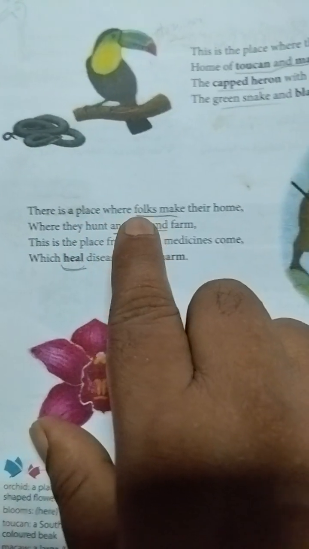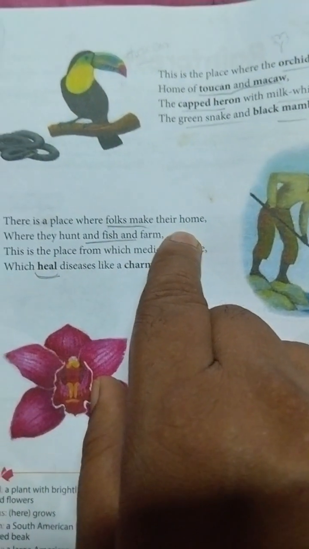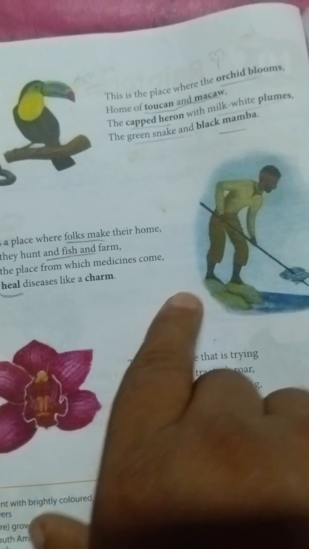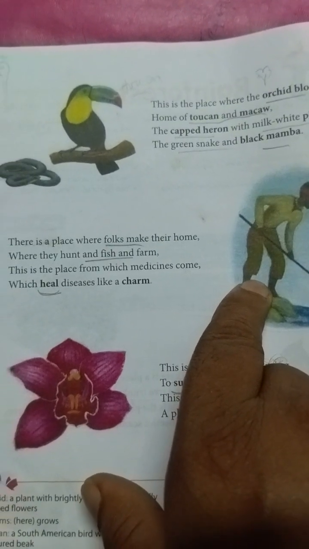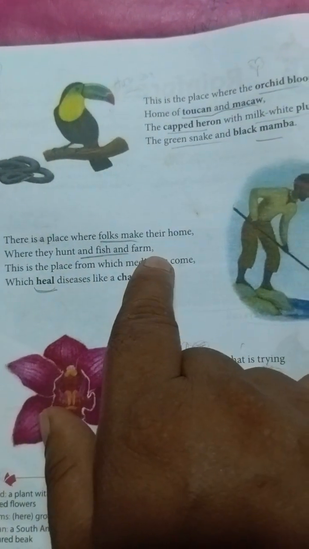There is a place where frogs make their home. There are so many frogs there. Here, there are some people, some caste, living here, where they hunt and fish and farm.